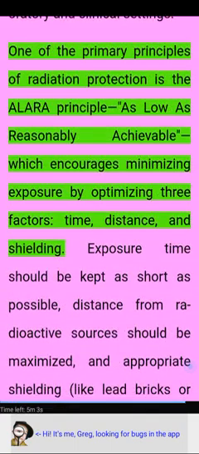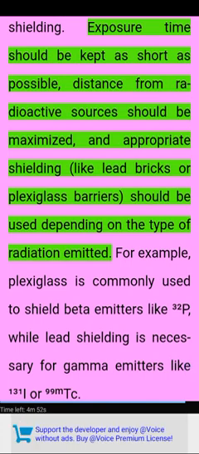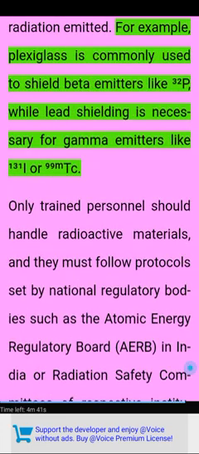One of the primary principles of radiation protection is the ALARA principle, as low as reasonably achievable, which encourages minimizing exposure by optimizing three factors: time, distance, and shielding. Exposure time should be kept as short as possible, distance from radioactive sources should be maximized, and appropriate shielding like lead bricks or plexiglass barriers should be used depending on the type of radiation emitted. For example, plexiglass is commonly used to shield beta emitters like ³²P, while lead shielding is necessary for gamma emitters like ⁹⁹ᵐTc.